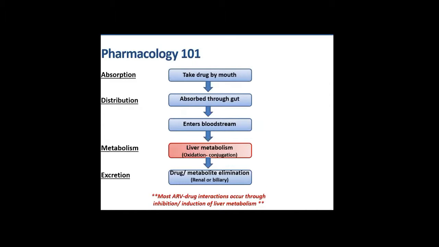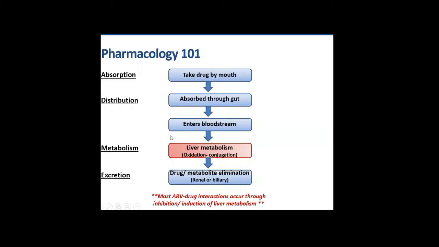So just to review some basic pharmacology, remember that there are 4 steps that decide how a drug is distributed and excreted by the body. These are usually called absorption, distribution, metabolism, and excretion. So remember the processes as a person first takes the drug by mouth. This drug is then absorbed through the gut. It enters the bloodstream, and that process is distribution, where it goes from the gut to the bloodstream through tissues in the body. And then it enters this phase of drug metabolism.